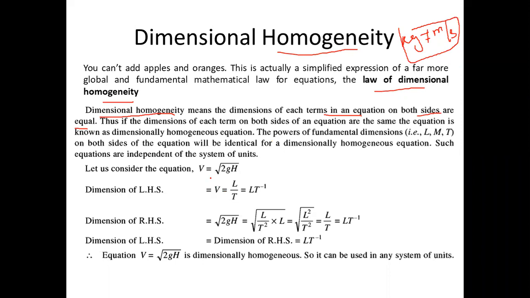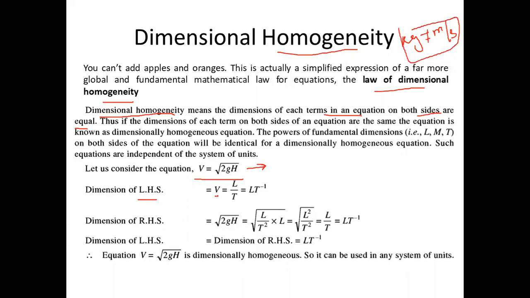Like, one example has also been given. See, there is a relation of velocity. I can write velocity as √2gh. You study the steady flow energy equation in thermodynamics, and from there the velocity of the nozzle is obtained. So velocity of the nozzle v is equal to √2gh. If you check the dimensions on the right hand side and left hand side, let's say on the left hand side there is velocity.